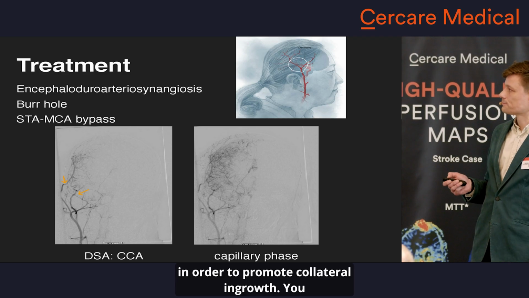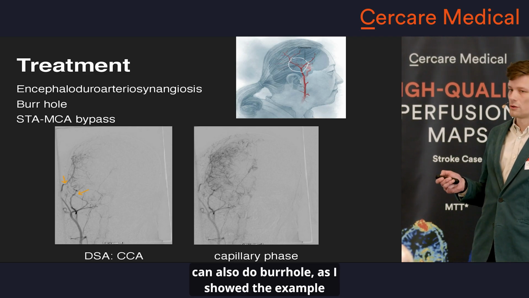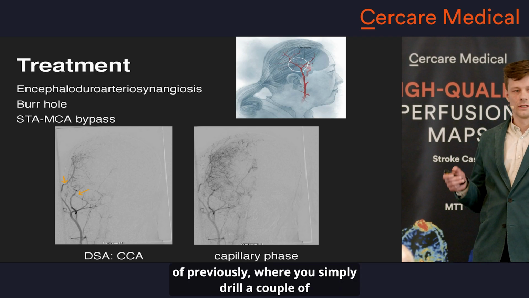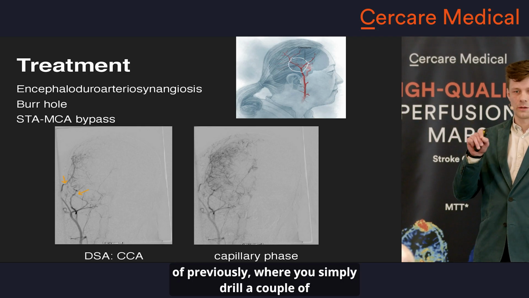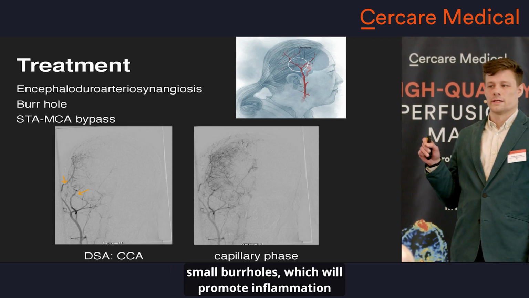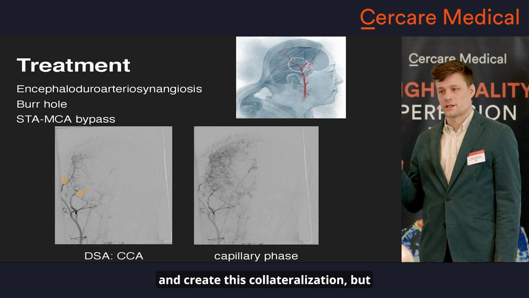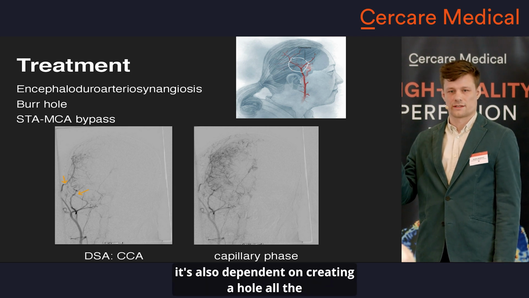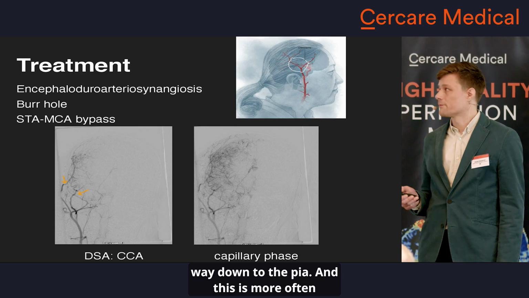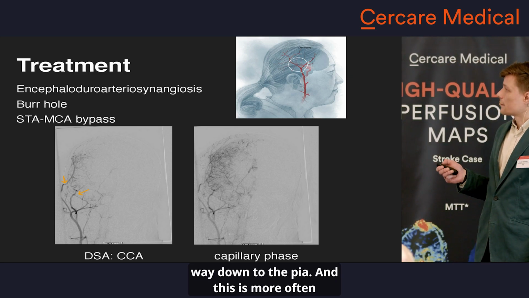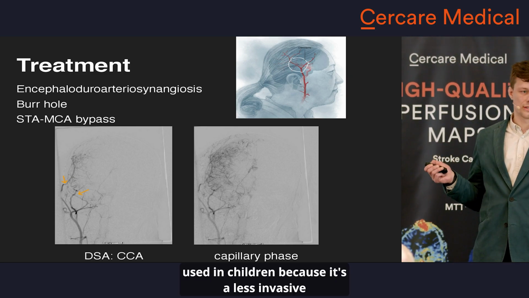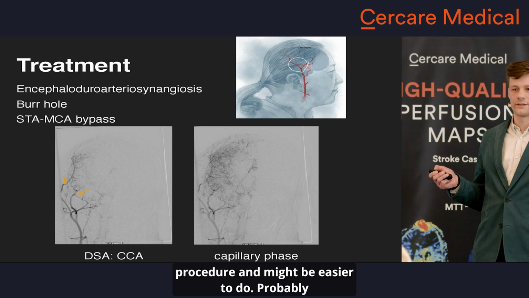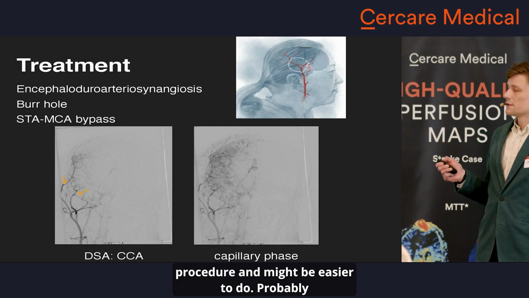collateral ingrowth. You can also do burr hole, as I showed the example of previously, where you simply drill a couple of small burr holes, which will promote inflammation and create this collateralization. But it's also dependent on creating a hole all the way down to the pia. And this is more often used in children because it's a less invasive procedure and might be easier to do.